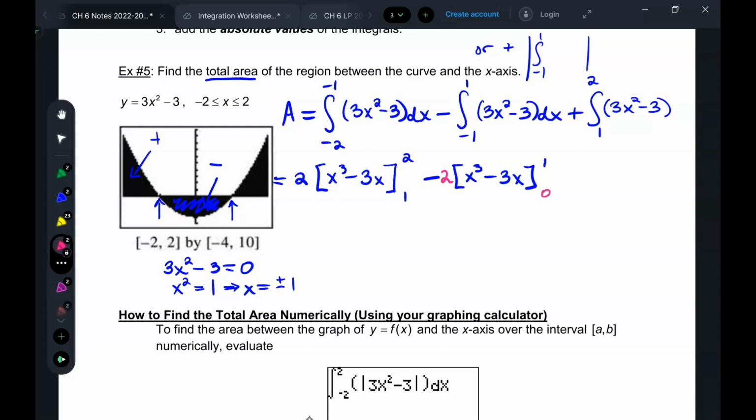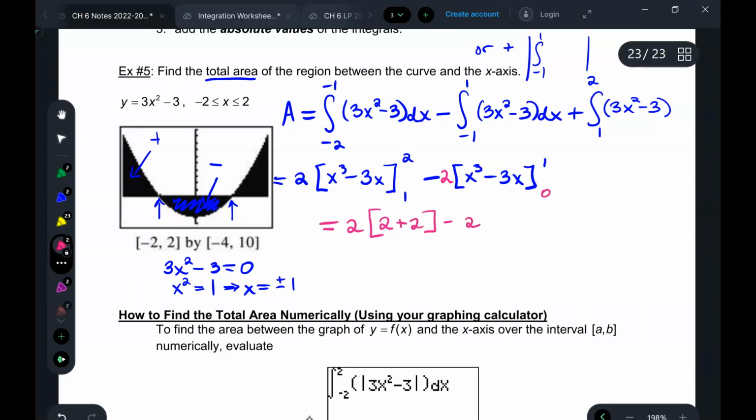Okay? All right, now we'll plug in. What do we get when we plug in 2? So that'll be what? Yeah, 8 minus 6, so 2. Minus, plug in 1. -2, so that'll make that plus 2. Minus 2. And what happens when I plug in 1 here? -2 again. Minus 0. So what do we get for the whole area? 12.